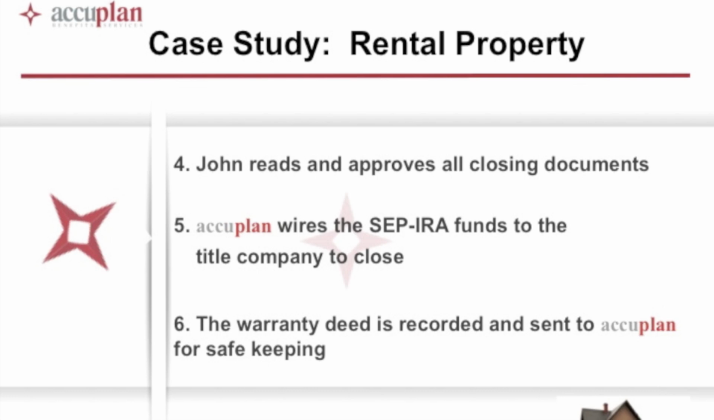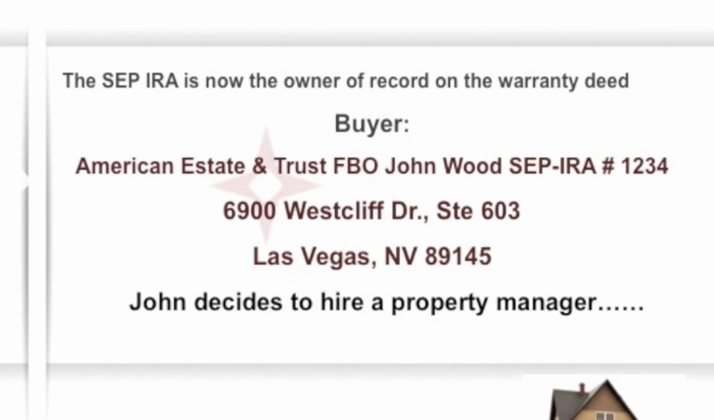AccuPlan then wires the funds from the SEP IRA account over to the title company to close. The warranty deed is then recorded and sent back to AccuPlan for safekeeping. Once again, if you were to pull the title report, it's going to reflect that the buyer or the purchaser of the property is going to be American Estate and Trust, FBO, John Wood, SEP IRA number, and then its account number. So once again, the IRA owns that property.